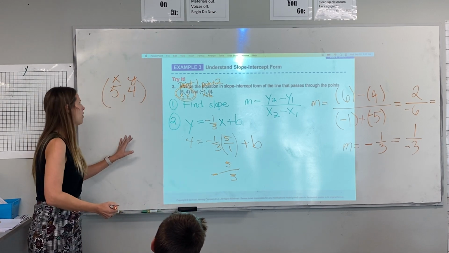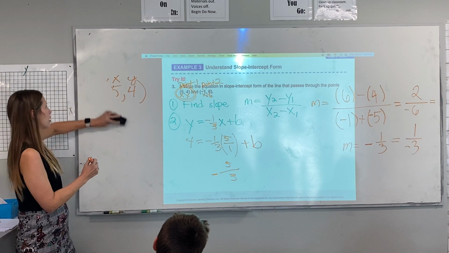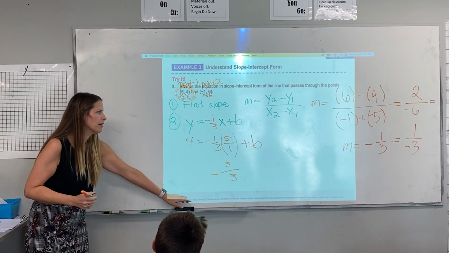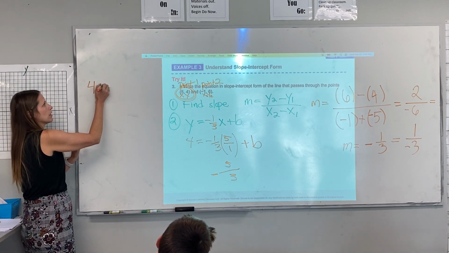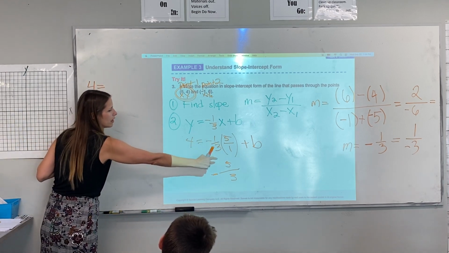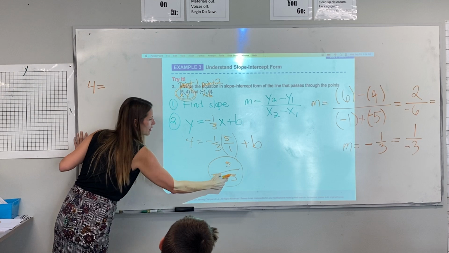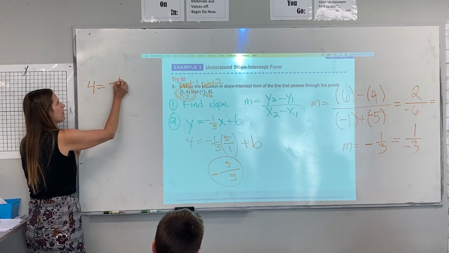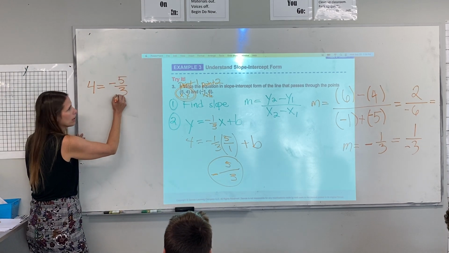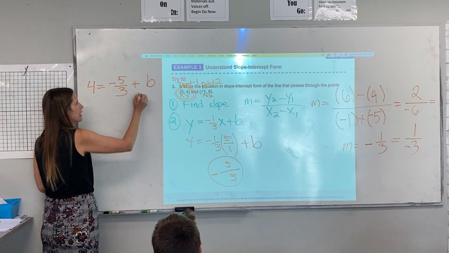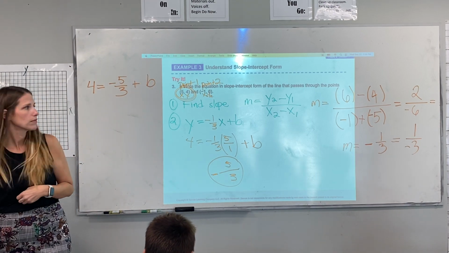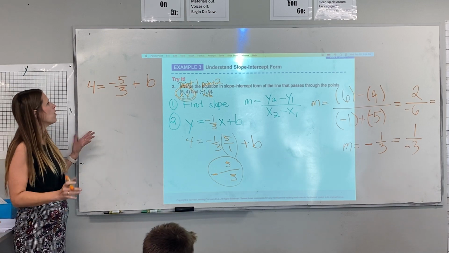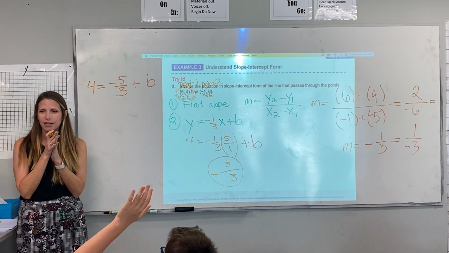Good. So I'm going to start writing it up here so I have more space to go down, okay? Are you with me? I still have my 4 equals. Then I have my simplified answer here: negative 5 over 3 plus b, right? Boom. Now, here's the tricky part.